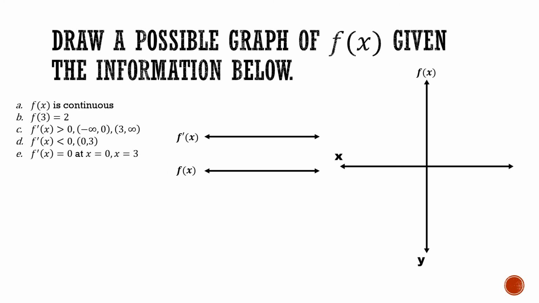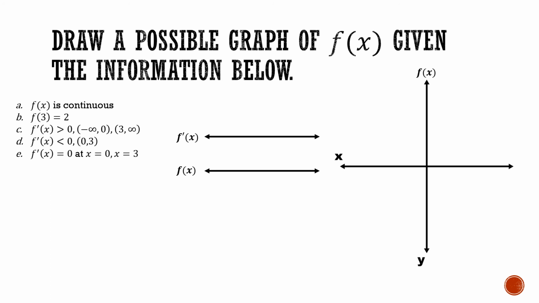All right, the very last example, this time I'm going to switch it up. I'm going to give you some characteristics of a function, and I want you to tell me what the graph of f of x will look like. So the first characteristic is that f of x is continuous. That means it has no holes, no jumps, no asymptotes. It's a clean graph. I can draw it without picking up my pencil.